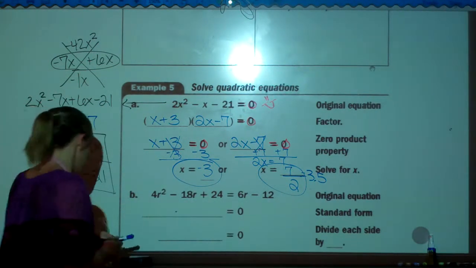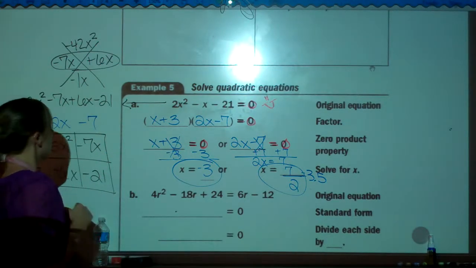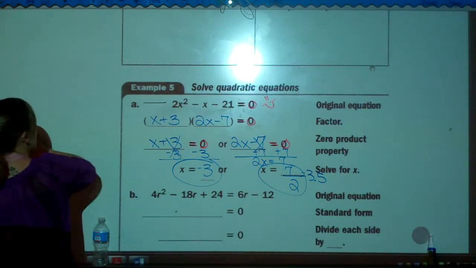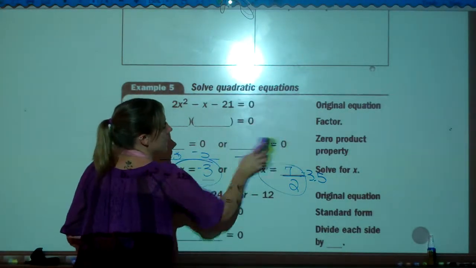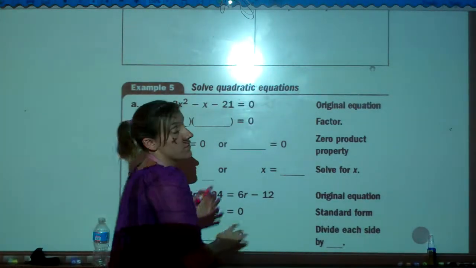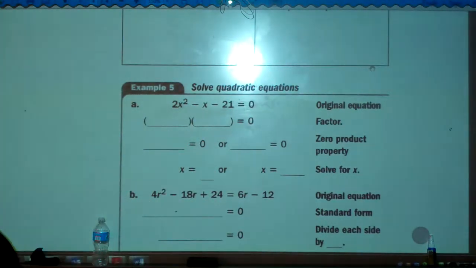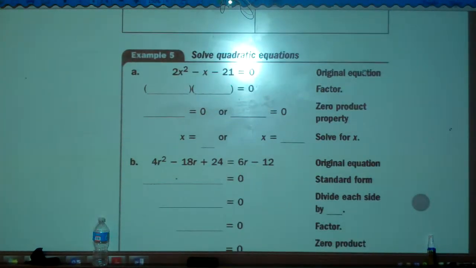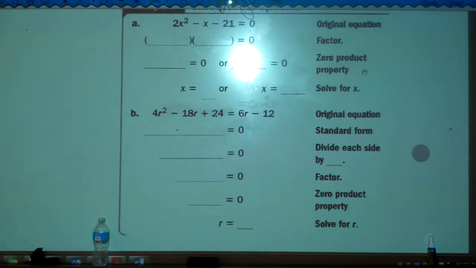So let's do it a few more times. The longest part of this is the factoring part. That's why we're just doing factoring, factoring, factoring, okay? All right, so let's look at this next one.